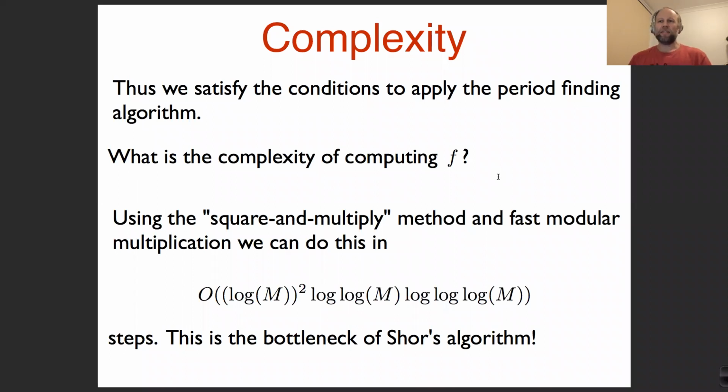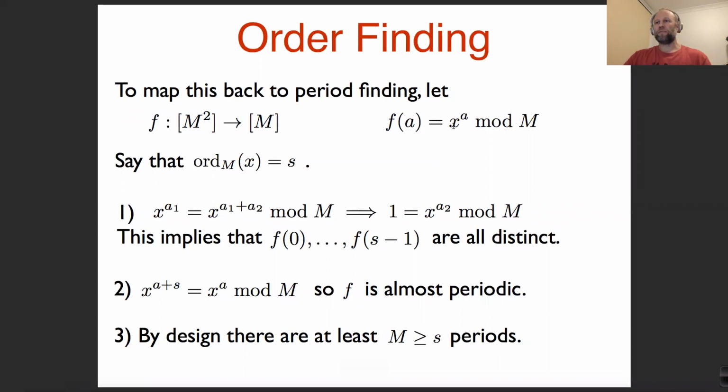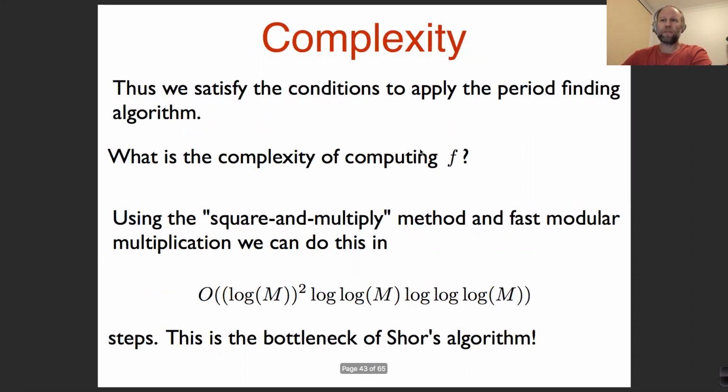And this f, modular exponentiation mod m, luckily we can compute this function efficiently, even classically. So how can you do that? Well, you can use what's called the square and multiply method. If you compute x squared, x to the 4th, x to the 8th, etc., mod m, all the powers of 2, and then multiply the appropriate powers of 2 together, you can compute x to the a mod m for any value of a.